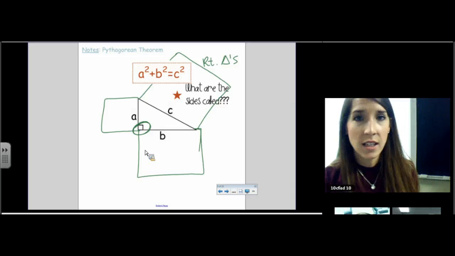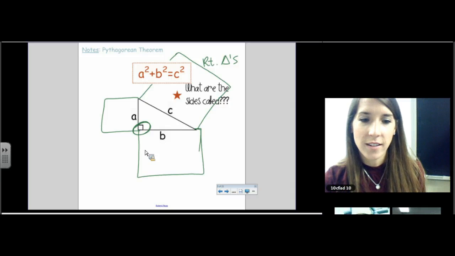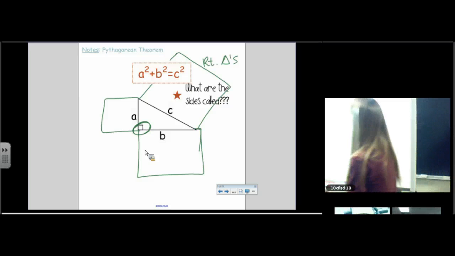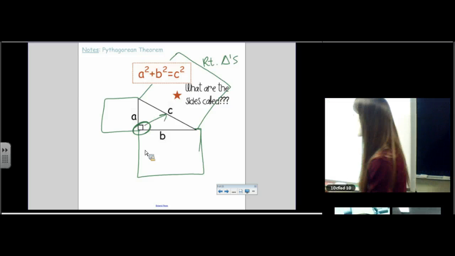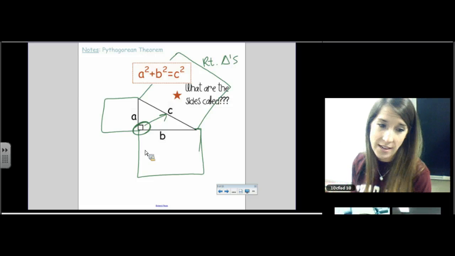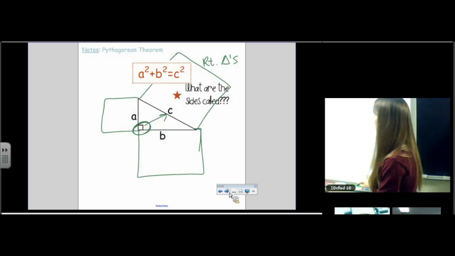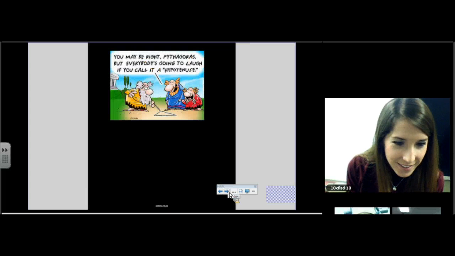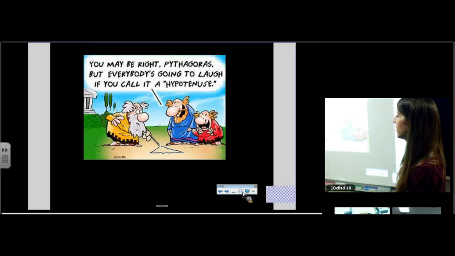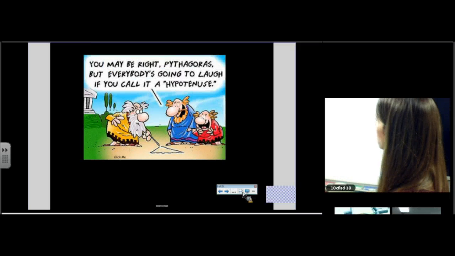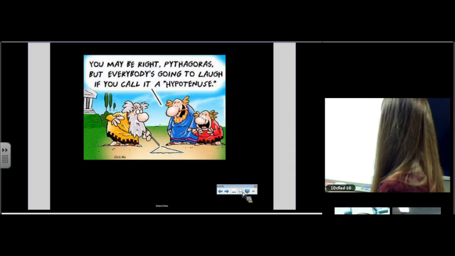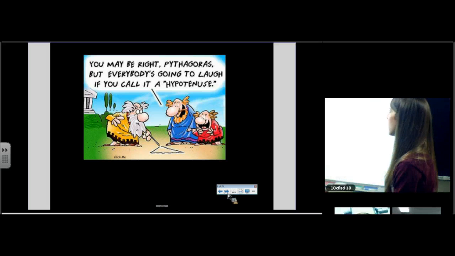So the legs are the 2 sides that aren't the hypotenuse, right? The hypotenuse is always across from the 90-degree angle. So if you're having trouble locating the hypotenuse, just draw an arrow away from the 90-degree angle. We are not doing trig yet. And trig is actually not hard, Lars. It's not hard at all. You may be right, Pythagoras, but everyone's going to laugh if you call it a hypotenuse. I guess they think it's a weird name, but that's what it is.